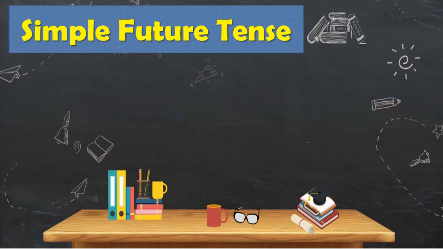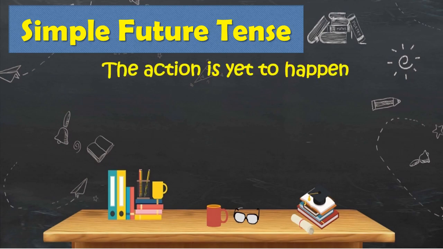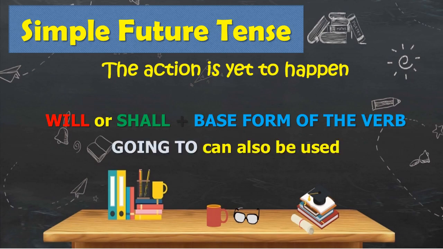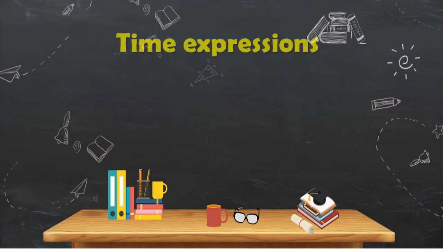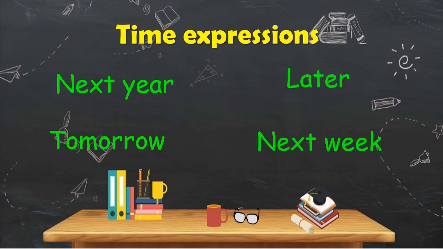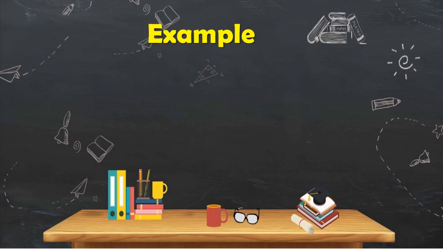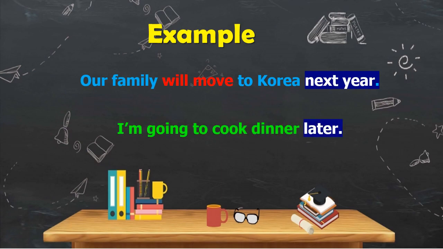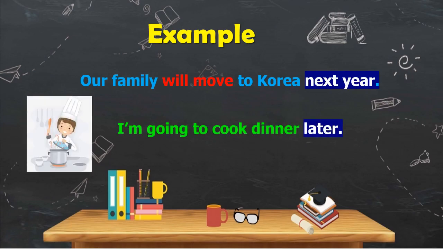Simple future tense, which means the action is yet to happen. Will or shall is added before the base form of the verb before the future tense. Going to can also be used. Time expressions such as next year, tomorrow, later, next week are used most of the time when writing the future tense of the verb. For example, our family will move to Korea next year. I'm going to cook dinner later.